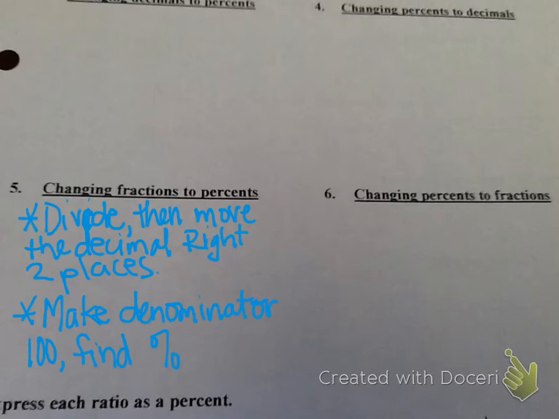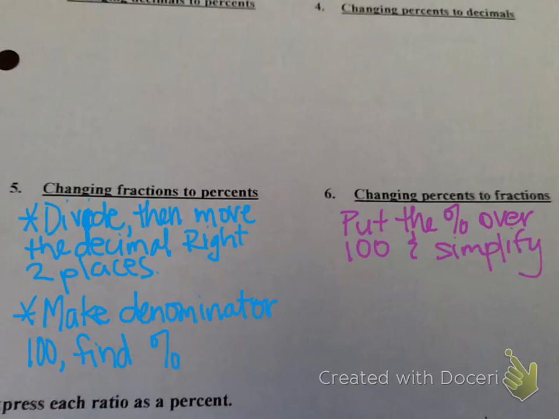And changing percents to fractions, not super complicated either. All we have to do is put the percent over 100 and simplify it. Because once again, a percent is always out of 100. Because of this keyword cent here, a cent is a century, is 100 years, a centipede has 100 legs, and so on and so forth.